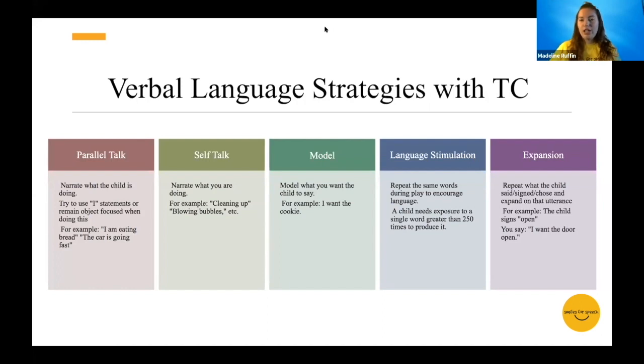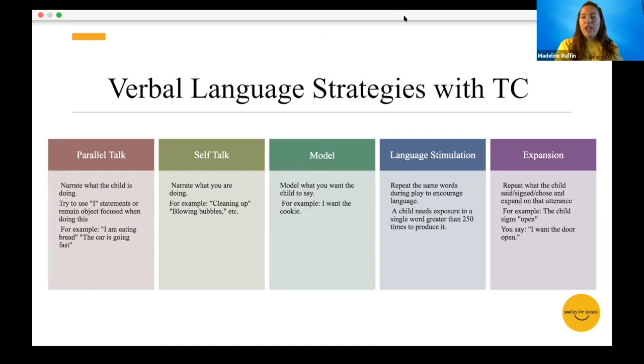Another language strategy we can use is model, in which we model what we want the child to say. And I've been kind of touching on this throughout the entire presentation, in which I've been talking about adding our voice and our modeled language to these non-communicative gestures. So if I know a child wants the cookie by pointing to the cookie, I'm going to model what I want them to say by saying, I want the cookie.